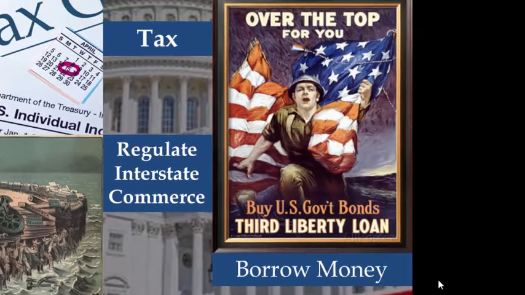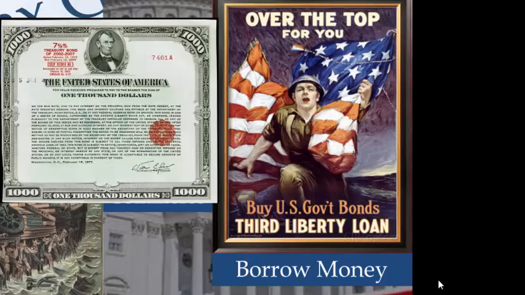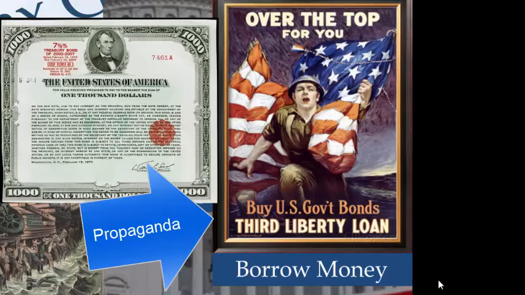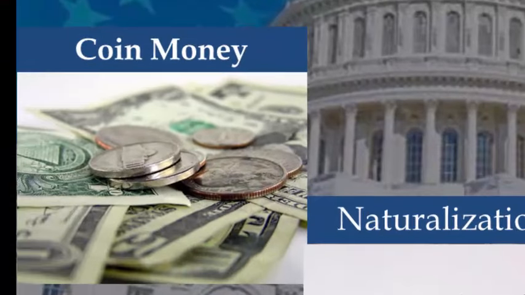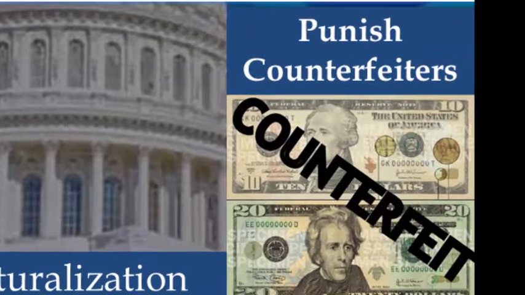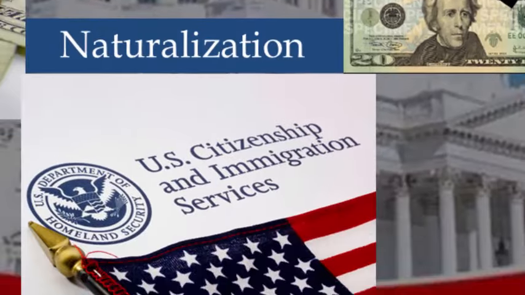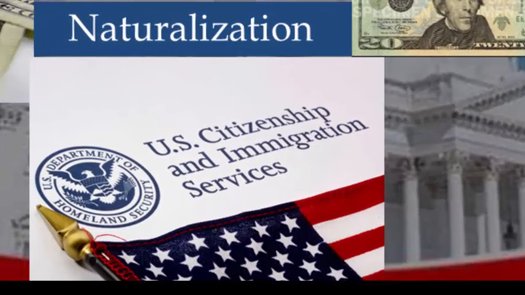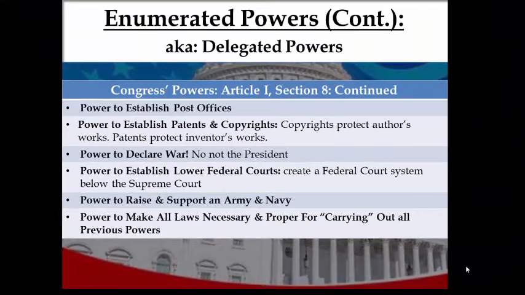Next, we see borrowing money. The government issues what are called government bonds, and this is like lending the government money and getting paid back with interest. These are especially important during times of war, which this propaganda poster promotes, buying government bonds to help pay for war. Next, coin money just means to print or create money, and punishing counterfeiters is to stop the people who make fake money. You know all about the requirements for naturalization, and if you don't, check out my video called Becoming a U.S. Citizen.